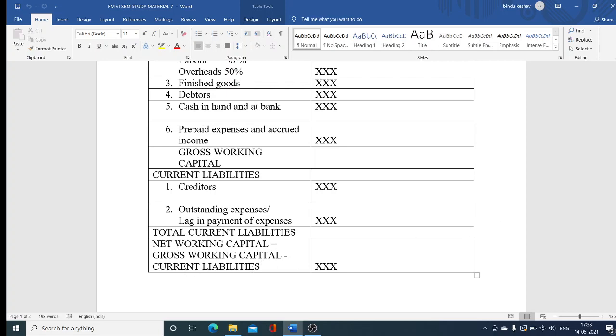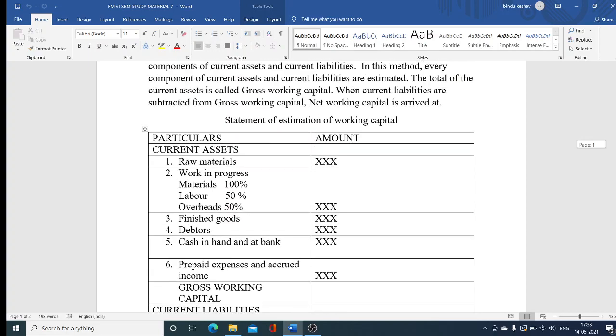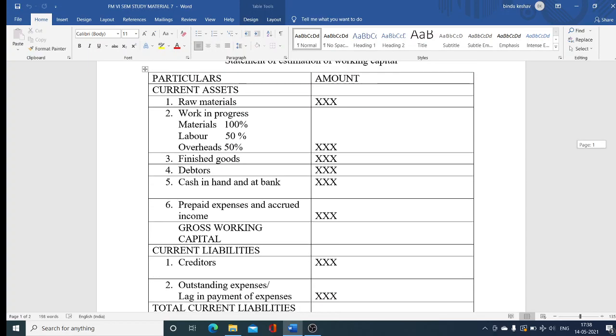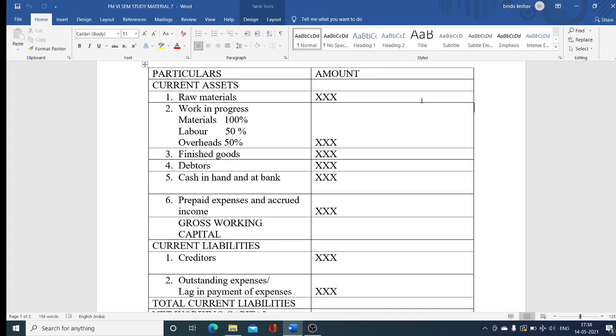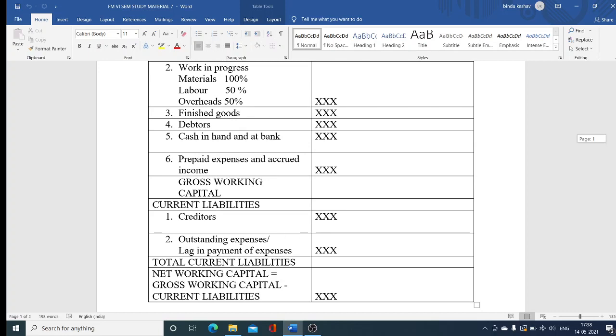So under the components of working capital method, the different components of working capital, that is the current assets and current liabilities, are estimated, and then the gross working capital and the net working capital are found out.